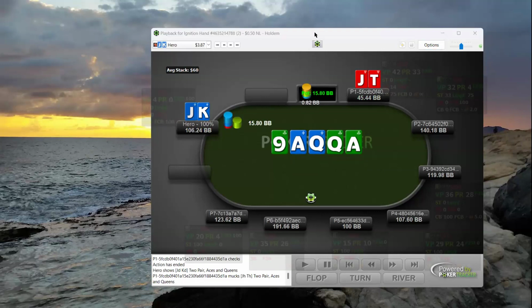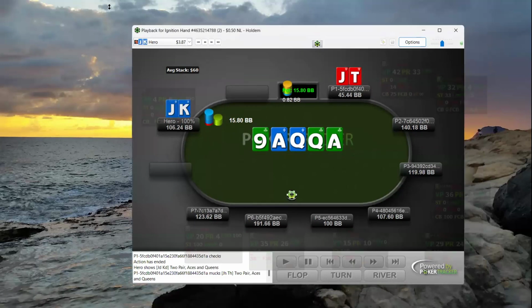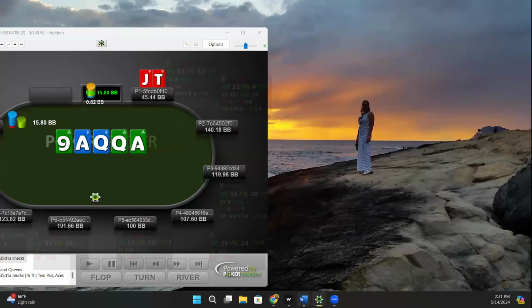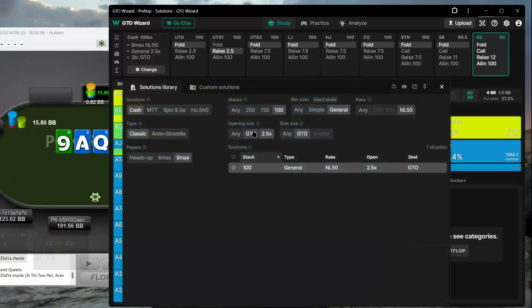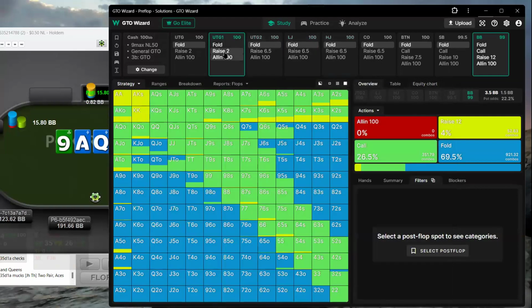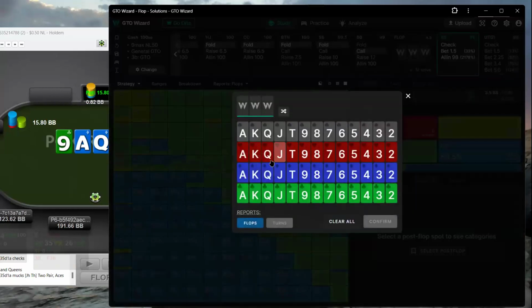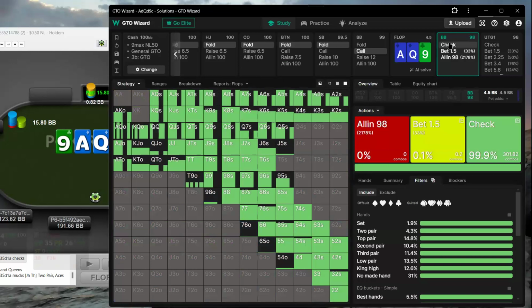Here's the hand. You want to put this in the solver? Sure. I think in solver, this might be a check call at some frequency. I don't know if it does any leads on the river. We'd go to a 50 big blind stack, but it won't let us do a 50 big blind stack solve. They only do pre-flop for the smaller stacks.